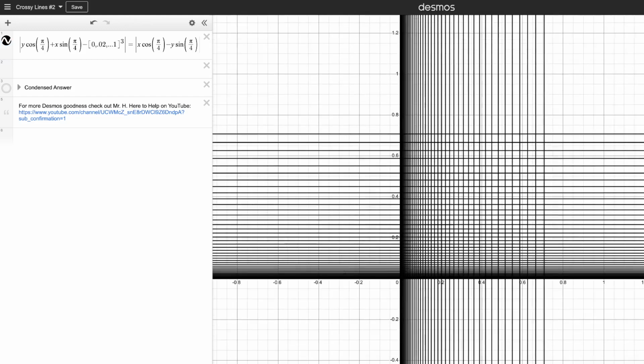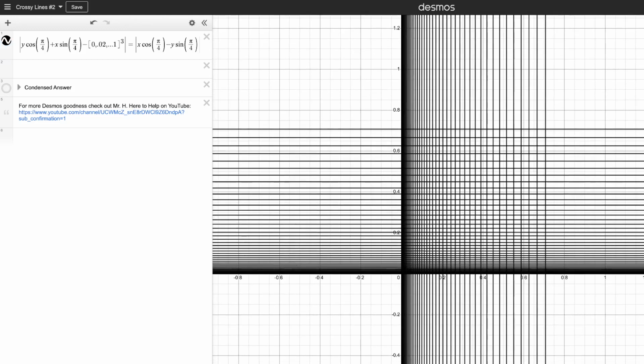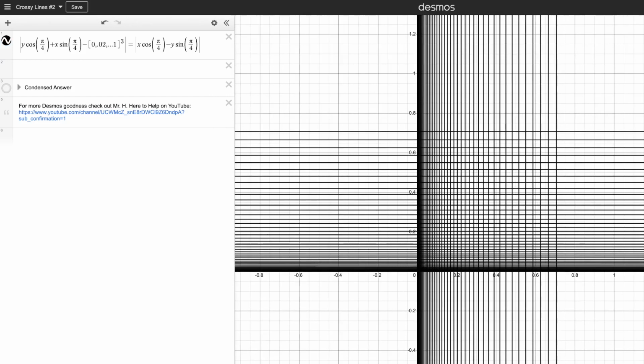So check that out, everybody. Let's show this one equation up here. In just one equation, we have this entire array of Crossy Lines number 2. So this was the Daily Desmos challenge recently, and I wanted to show you how I came up with one equation that would solve it.